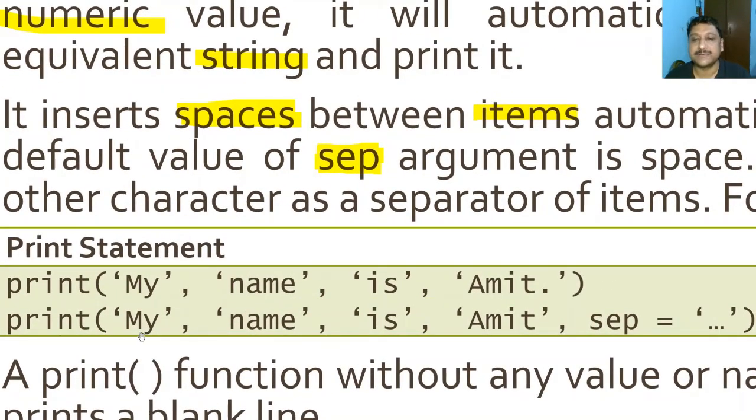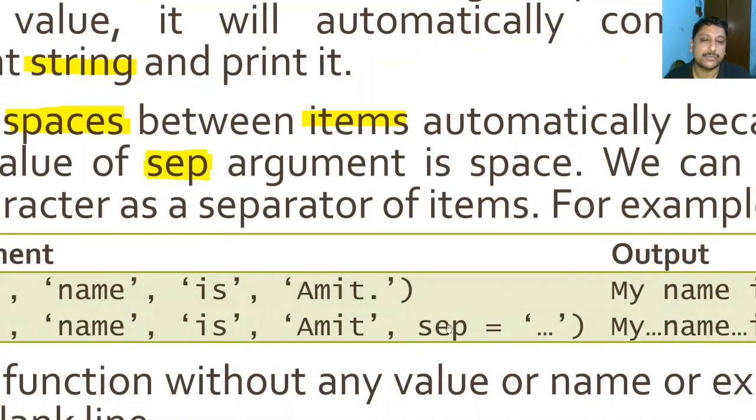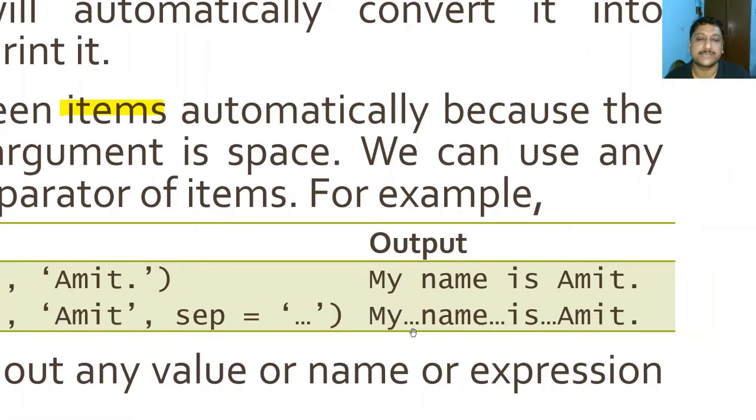Next statement is given: print "my name is", Amit, and one more argument is given here: sep equals, within single quotation marks, three dots. By default, if you don't give sep, then it will display the output with a space between each item. This time you have changed the argument to dot dot dot. Then what happened? The output will be displayed with dot dot dot in between each and every separated item.